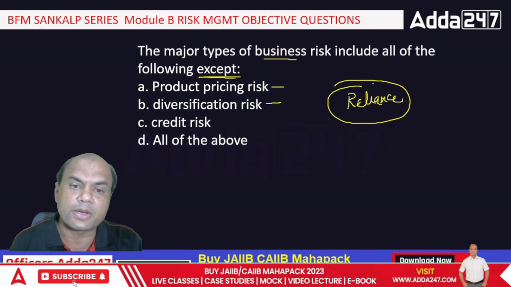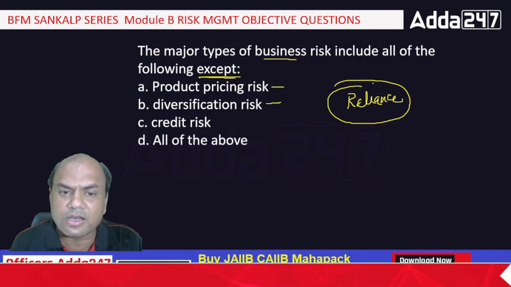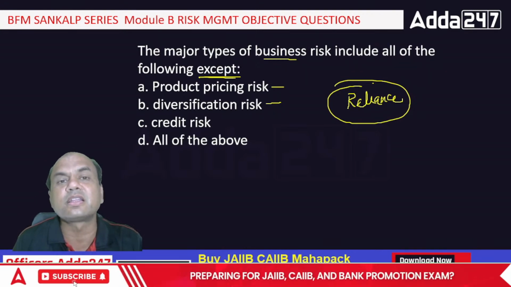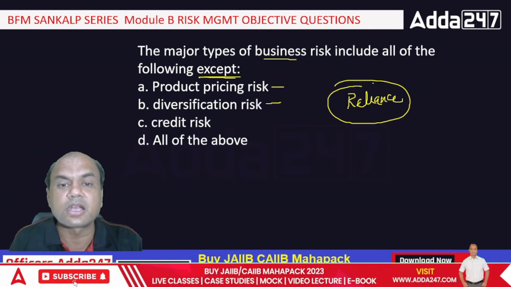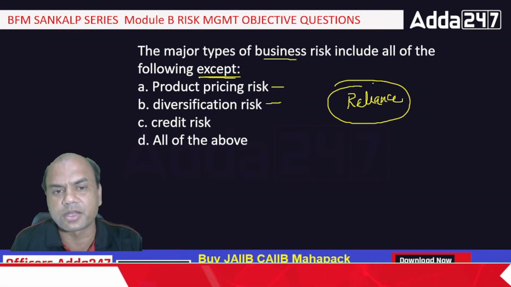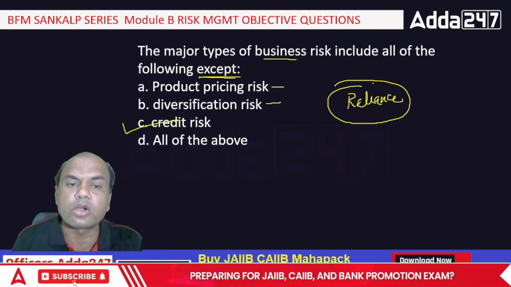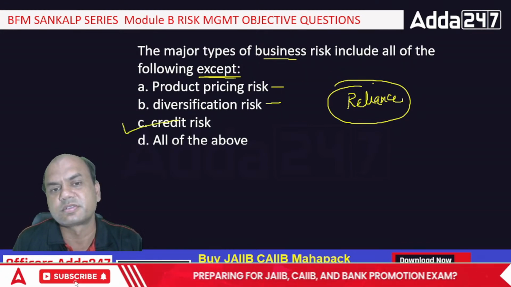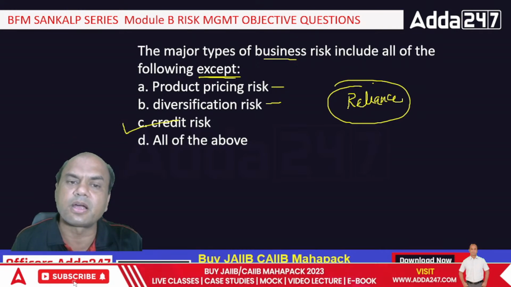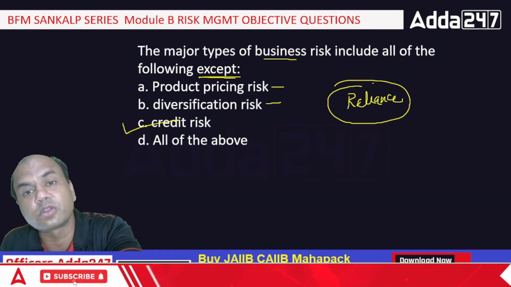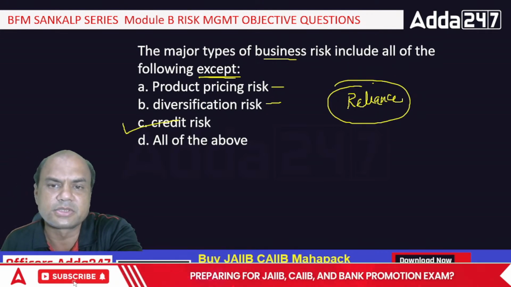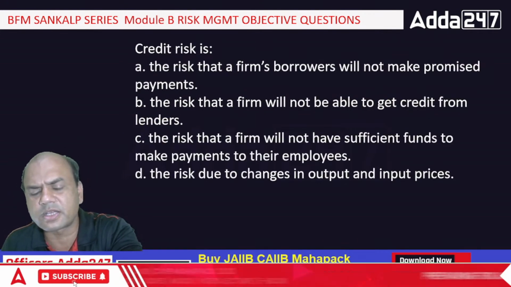So, product pricing, diversification. What is credit risk? Credit risk is basically being unable to perform, as we discussed earlier. Credit risk is of two types generally, remember, country and counterparty. So, this credit risk is not part of business risk. Okay, product risk is a part, product pricing and diversification are a part, but credit risk is not a part of business risk.